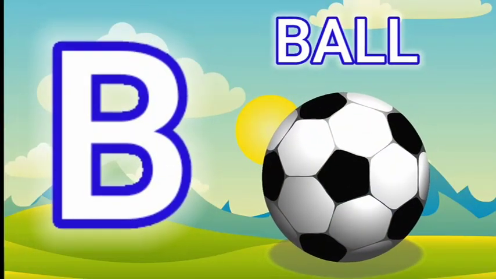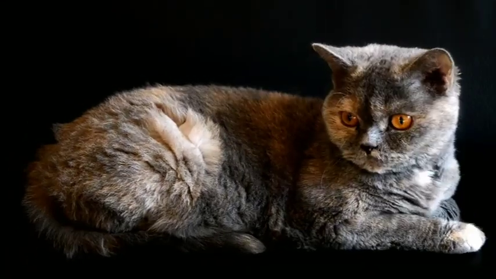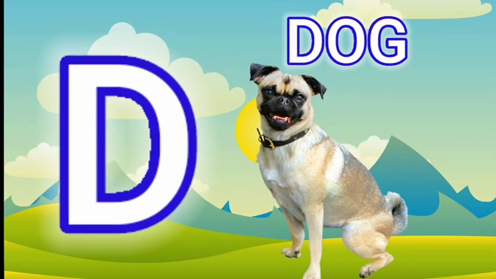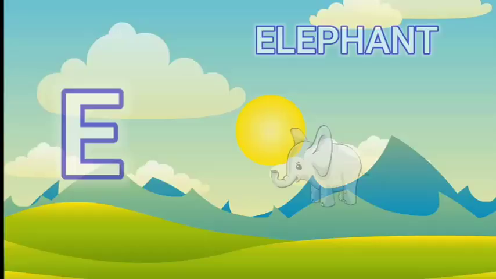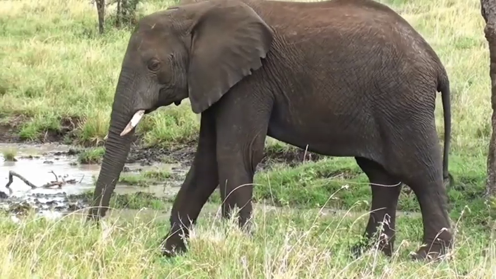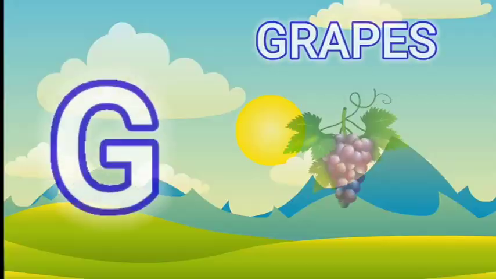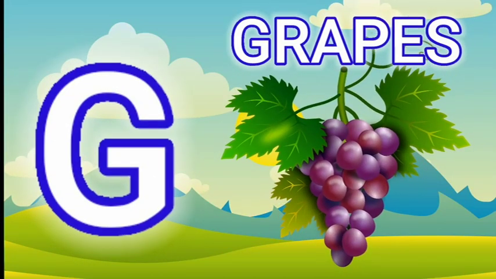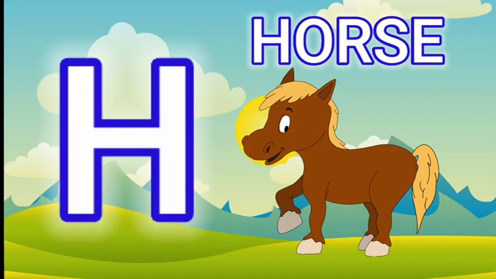B, B for ball. C, C for cat. D, D for dog. E for elephant. F, F for fish. G, G for grapes. H, H for horse.